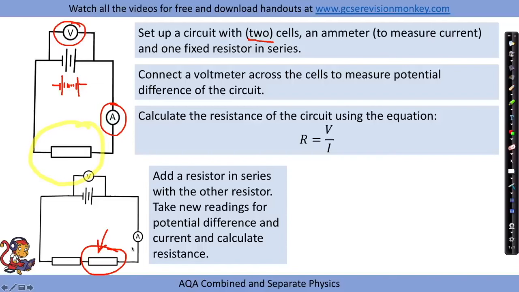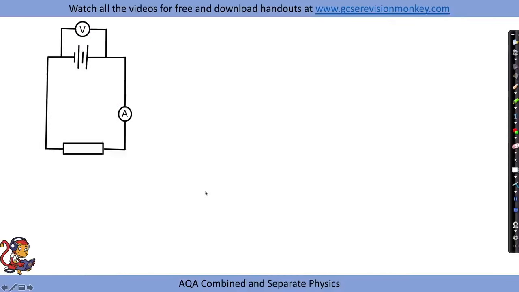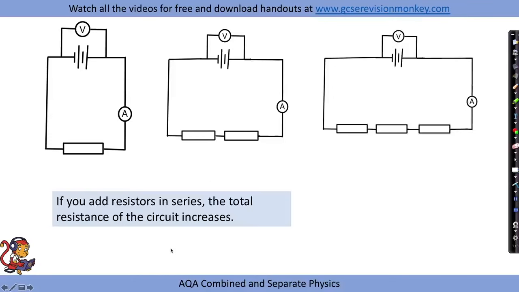So we add a resistor in series with the other one, we take new readings for potential difference and current, and then calculate resistance. We will then add another resistor in series with the other two, and again we will repeat the steps to calculate resistance. So if you did add resistors in series like so, you should find that as you add the resistors, the total resistance of the circuit increases. So you might get a graph that looks a little something like that.